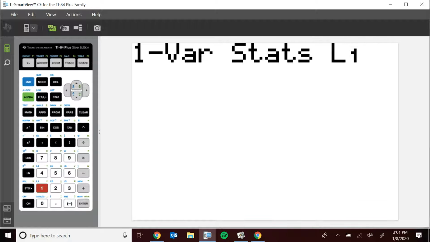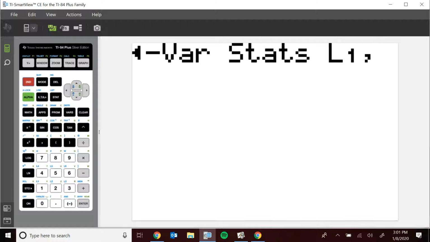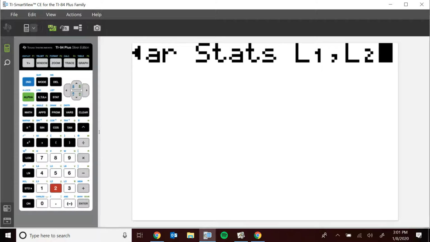Where did I put those frequencies? L2. So you have to do second 2 for the L2. I don't have the menu, so I put a comma, second 2. So I have L1 with L2's frequency. If you leave that L2's frequency off, you will compute wrong probabilities because they won't be at those probabilities.